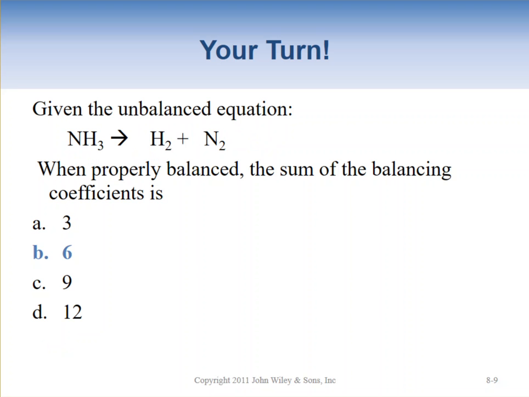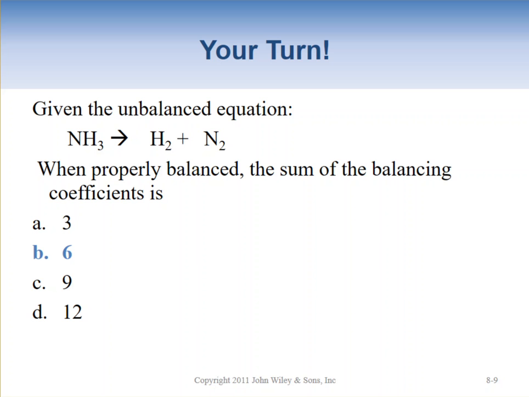Let's do another example. You're looking at a reaction of ammonia where it decomposes and it gives you hydrogen and nitrogen gas. So you want to balance this equation, and after you balance it, you want to know what the sum of the balancing coefficient is. So to balance the equation, we're first going to balance nonmetals except hydrogen and oxygen. So the only nonmetal you have here, except for hydrogen and oxygen, is nitrogen. So 1 nitrogen in the reactant side, however, you have 2 nitrogen on the product side.